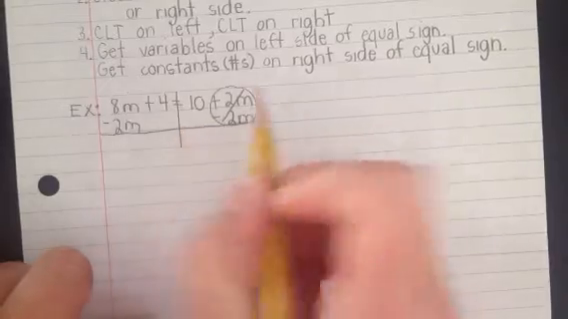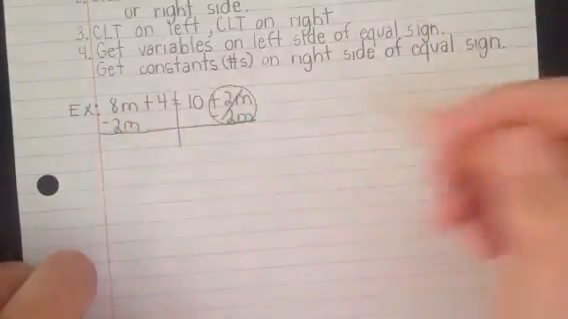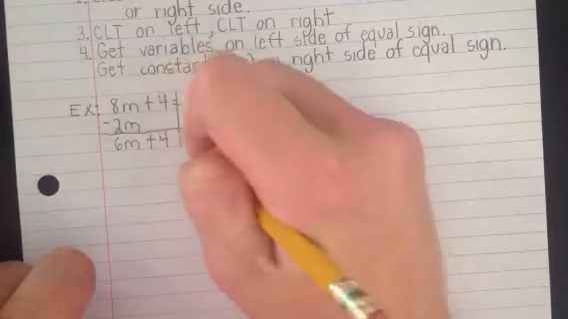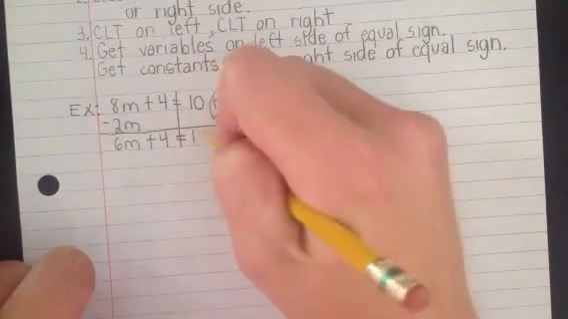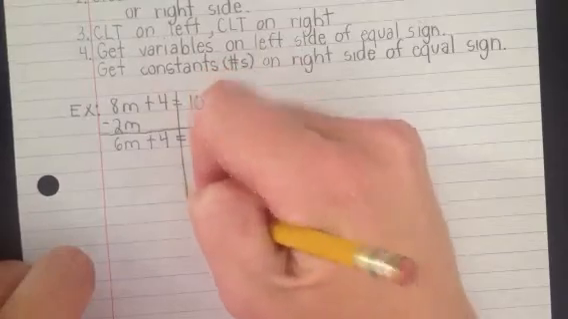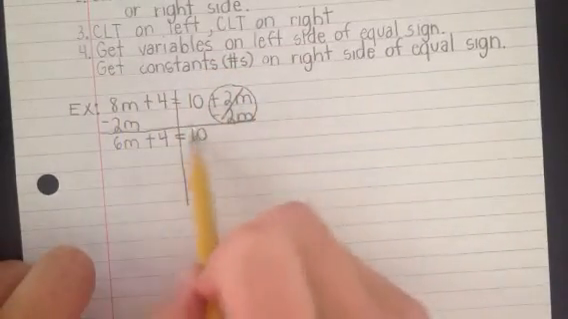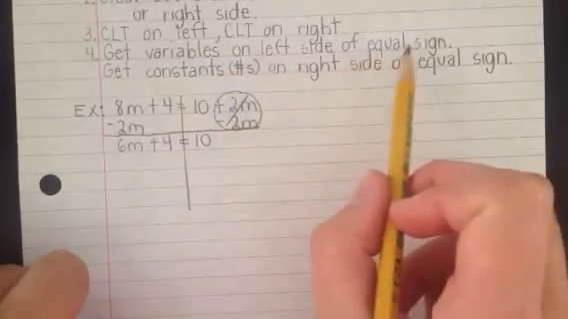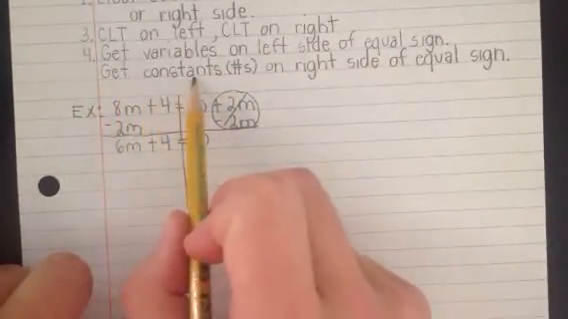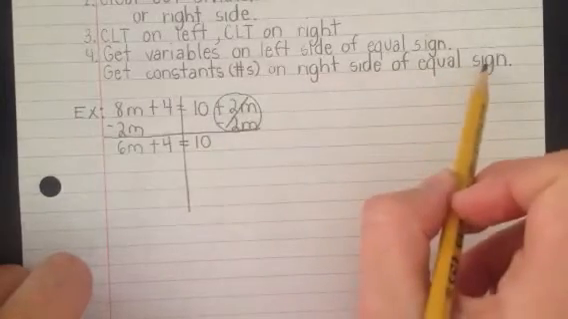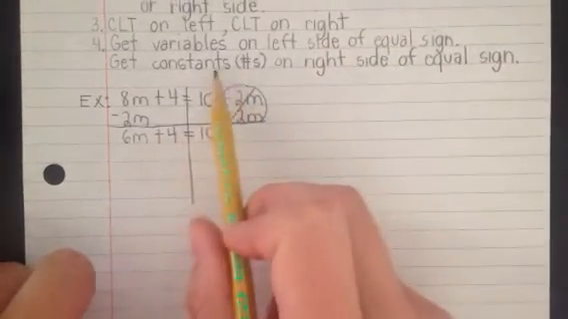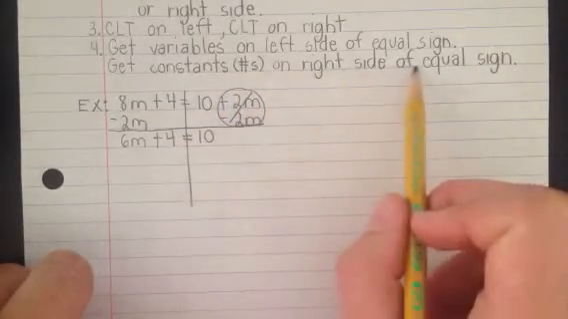So when I do the math, I get 8m minus 2m is 6m. And drag down my 4, drag down my equals, drag down my 10. Okay? So I have no more variables on the right. All of my variables are on the left side of the equal sign. Now, I need to get my constants or numbers on the right side. So I've got this constant on the left side, and it says in my directions I need to get it on the right side.